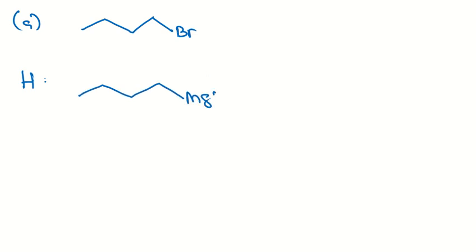Okay, starting with question A, 1-bromobutane. So I will draw first 1-bromobutane. 1, 2, 3, 4. So this is 1-bromobutane. Reacting with magnesium turnings in dry ether produces the Grignard reagent. So that means the Br, you just replace with MgBr. This is compound H, the Grignard reagent. And then carbonation of Grignard reagent will produce compound G, which is a carboxylic acid.